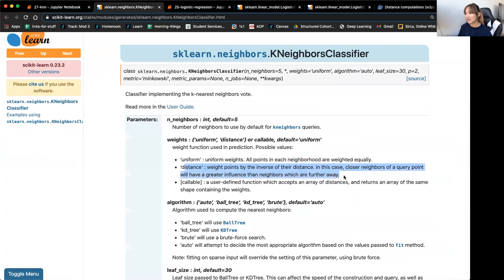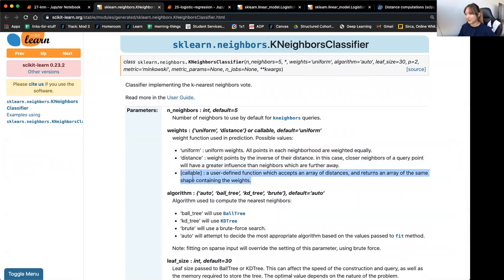You can also do it by distance. So you're going to weight points by the inverse of their distances. As I mentioned, closer neighbors of a query point will have a greater influence than neighbors further away, and you might want to implement that as well. And this is just another function that will accept different distances if you decide to do that.